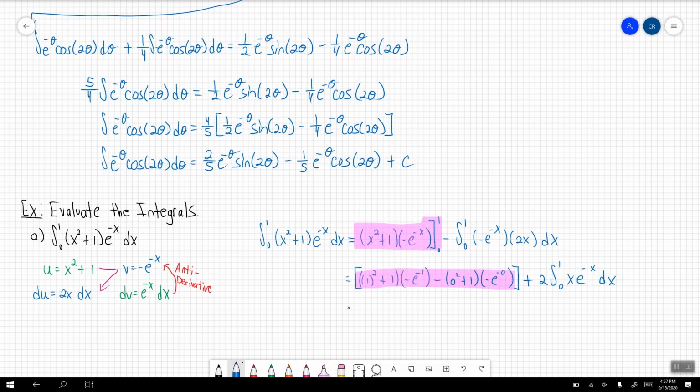Now, in order to do this, I'm going to clean up the first term that we had here. 1 plus 1 is 2, so that's going to be negative 2 e to the power of negative 1. Then we have a negative and another negative, so it's going to be a positive, plus e to the power of negative 0, which is still 1, so we have 1 times 1, which is just 1. Great. And then we still have plus 2 times the integral from 0 to 1 of x e to the negative x dx.